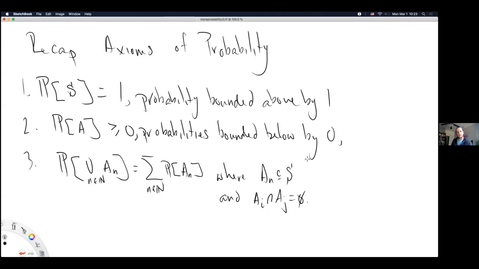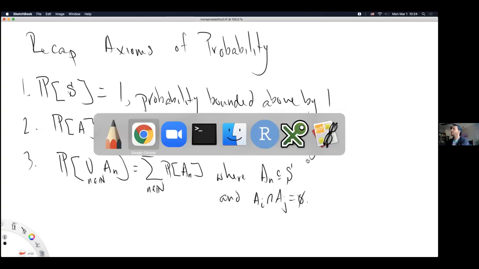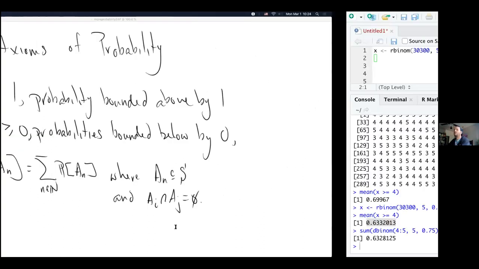Is everybody doing generally okay with probability as area under density functions? I had a question on your combinations on your R example. Oh, okay. I don't know how best to help you. So let me maybe just pull up RStudio first.